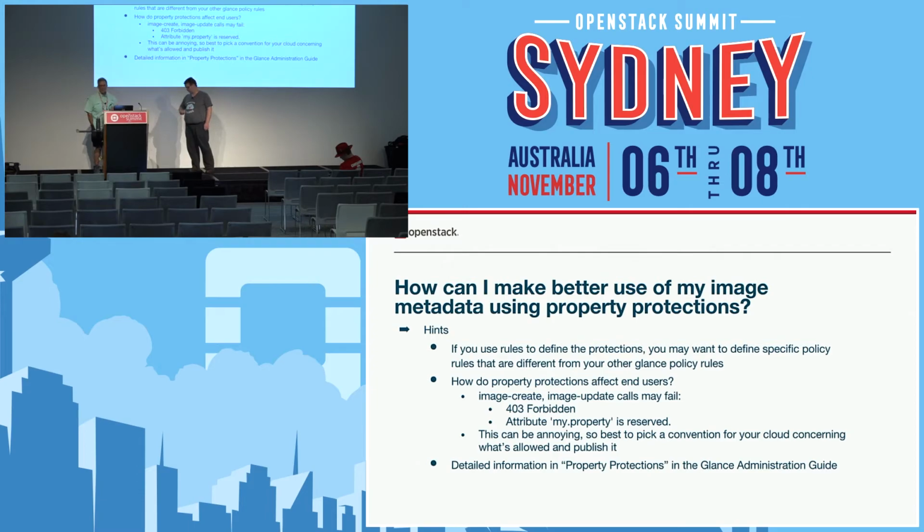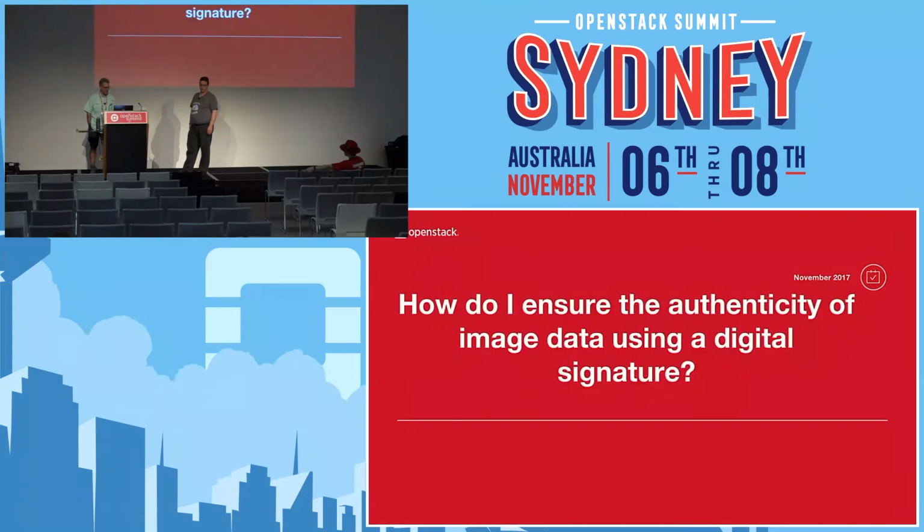And that can be quite annoying if you're trying to create an image, especially if you specified a whole bunch of things and just one of them is incorrect. So that's why I mentioned earlier, it's really important to come up with some kind of convention for how you want to use these things and make sure your users are aware. If you look at property protections in the Glance admin guide, you'll see a lot of stuff about that. All right, I'm going to go through this really fast because we're running low on time.